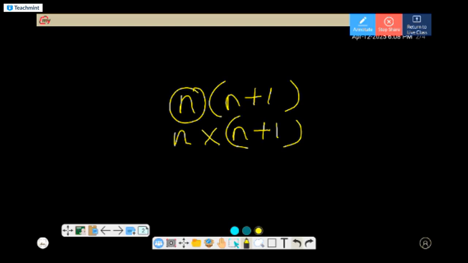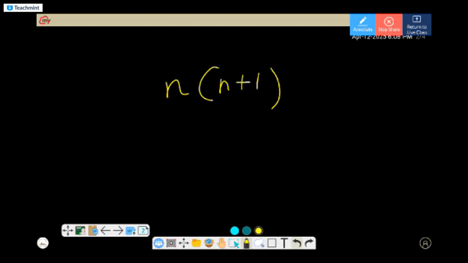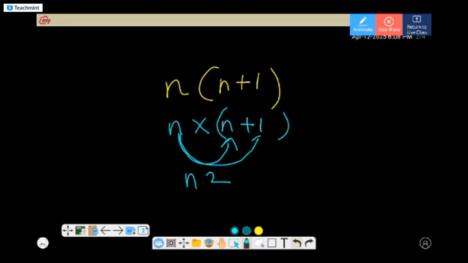If n is known to us, let's say n is 10, right? And this is n plus 1. So 10 plus 1 will be 11. That way you can directly multiply the number and the successive number. But if you don't know the value of n, how can you simplify it further? So you can do this way also. That's the same thing that you will get. So n is multiplied with n will become n square, and the same n will get multiplied with 1. So n into 1 will become n. This is how you open up the bracket.